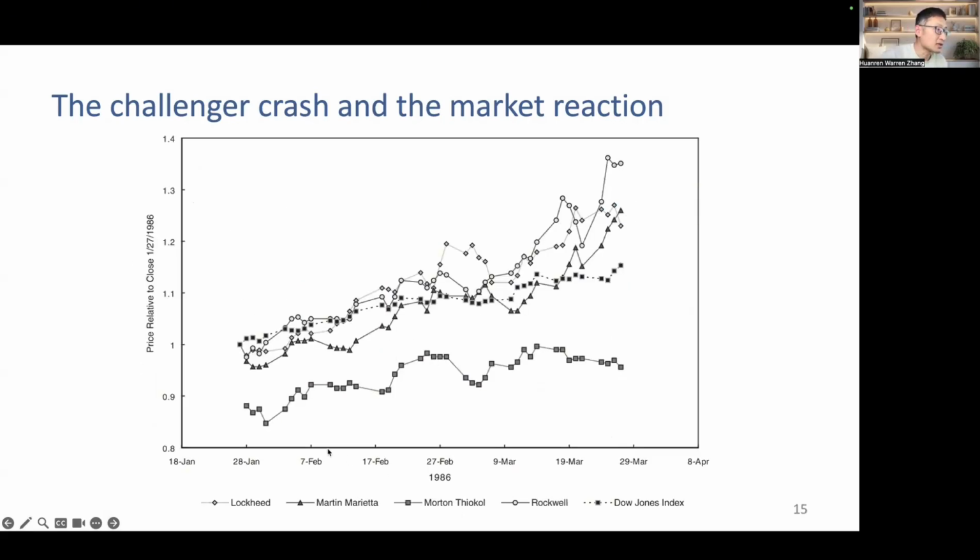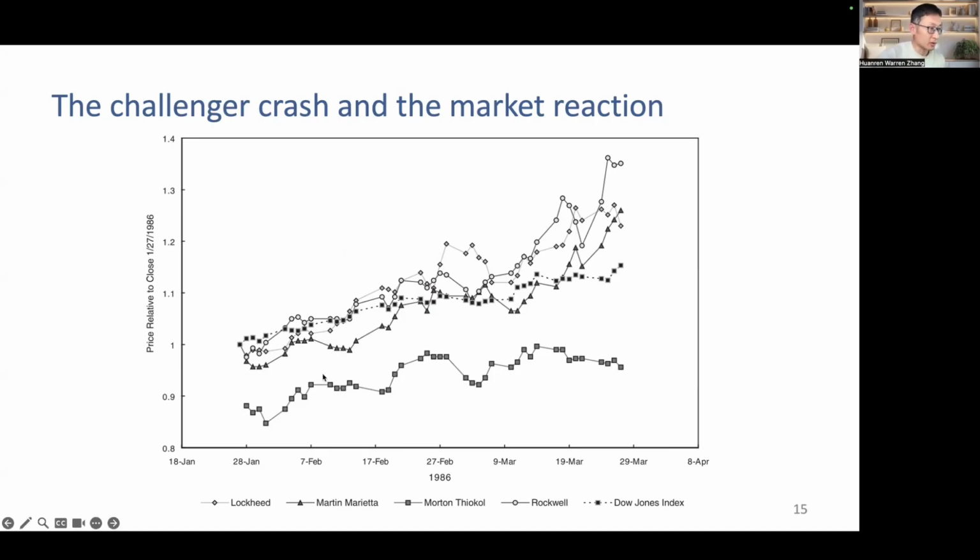And here is the stock price in the following month after the crash. So for the other 3 contractors, after the day and within a month, it not only recovered to its pre-crash level, it also observed a great increase.